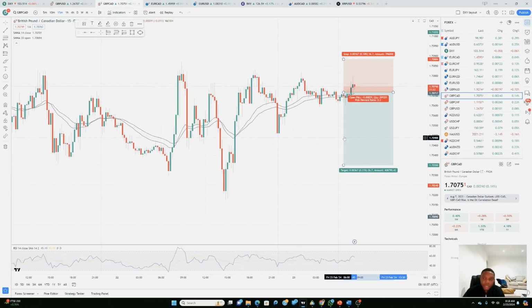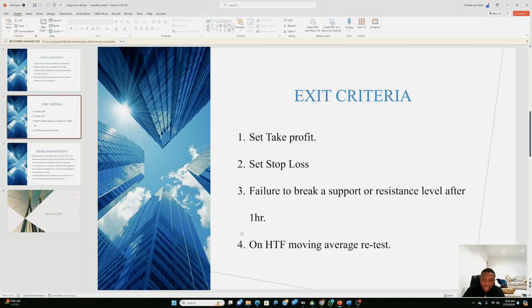And on GBP CAD, the trade we took yesterday was a buy trade from here, and we exited here. Immediately it failed to break this level, we exited. I think I exited on this candle. So that is it, guys. The major thing that you have to focus on is your entry criteria and your exit criteria. These 2 things are very important, because you can have a good entry, but if you don't exit that trade, eventually you're going to lose.